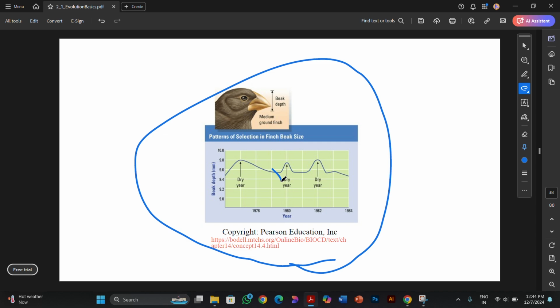But there is one concept: it is very hard to handle small seeds with bigger beaks, and bigger beaks are heavy, so they burn more calories to fly and to grow those beaks. So this is not that much favored.